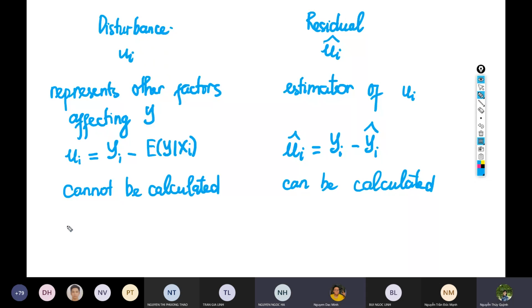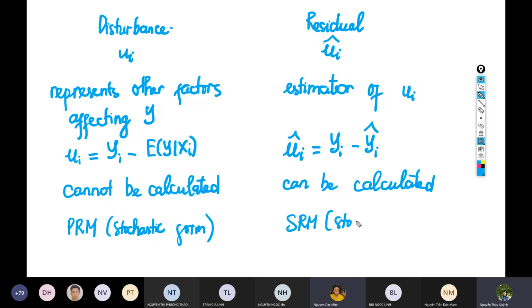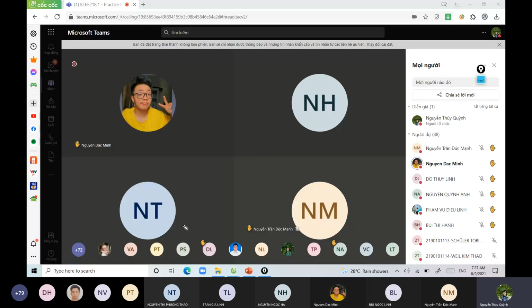Thank you. It will appear in the population regression model, the stochastic form of the population regression model, and the residual u_i hat will appear in the stochastic form of the sample regression model. All right, so that is the difference between the disturbance u_i and the residual. Okay, thank you.